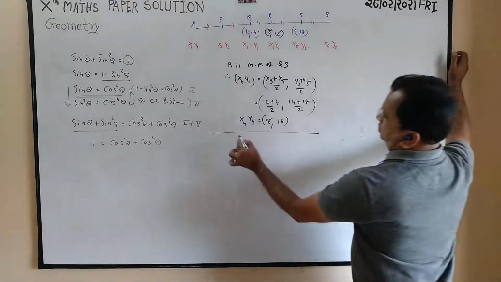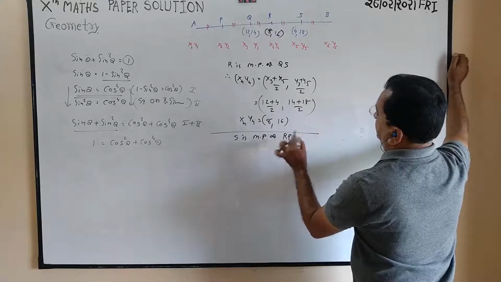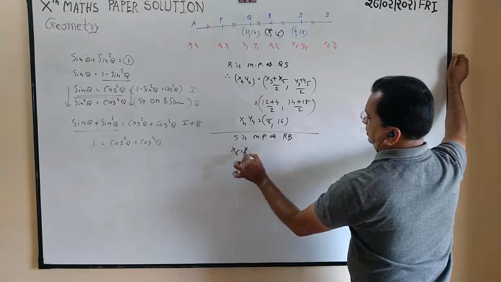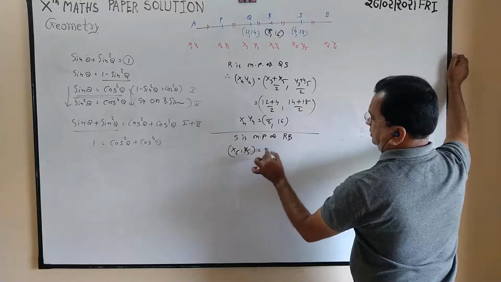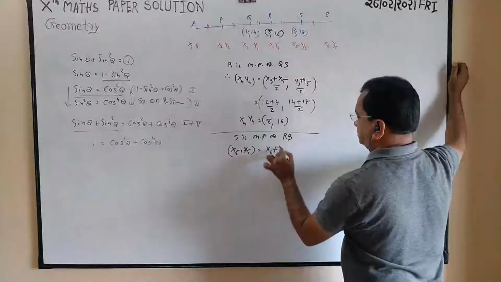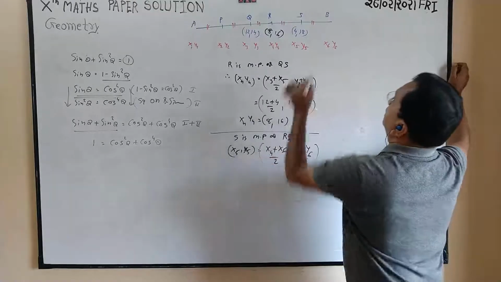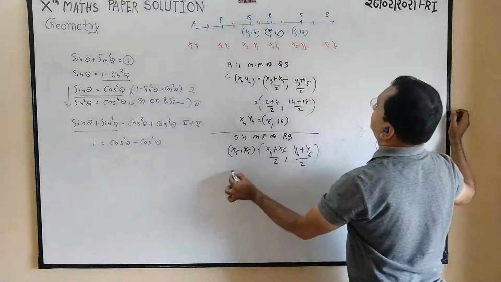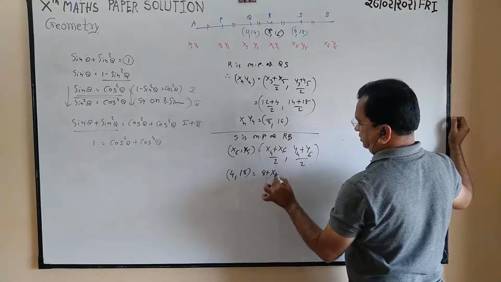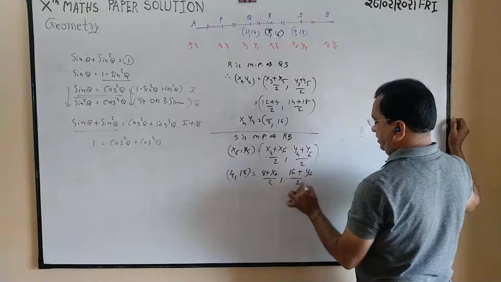Take now B. So S is midpoint of RB. Therefore x5, y5 is equal to x4 plus x6 by 2, y4 plus y6 by 2. Now this is a midpoint of this. Now the midpoint is given: 8 plus x6 by 2, 16 plus y6 divided by 2.